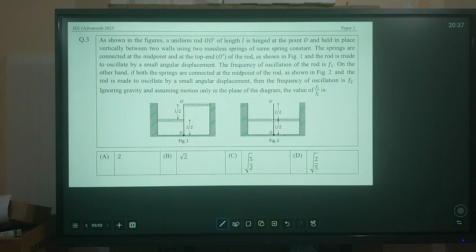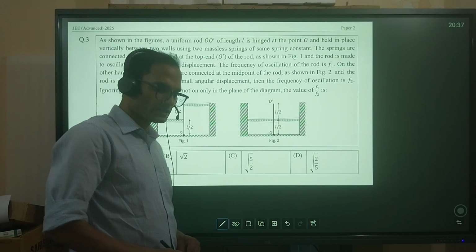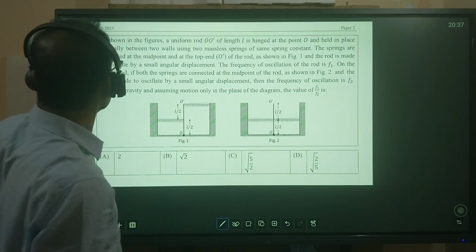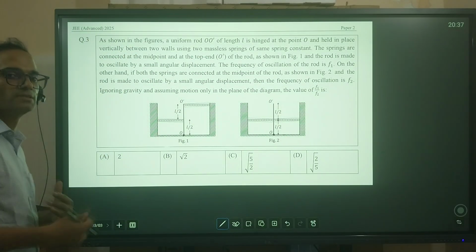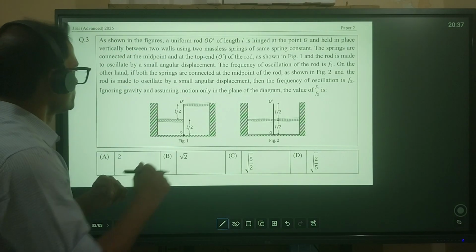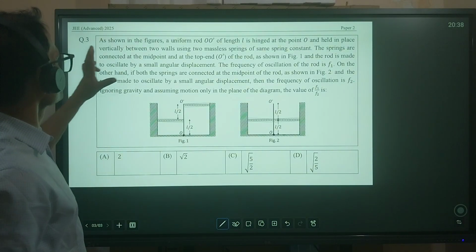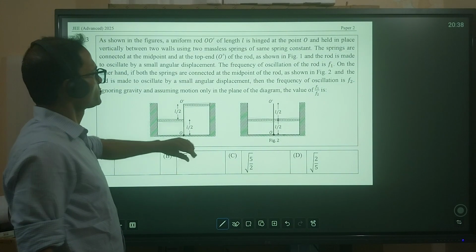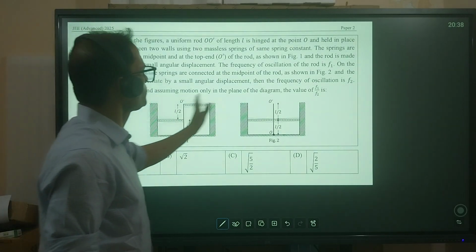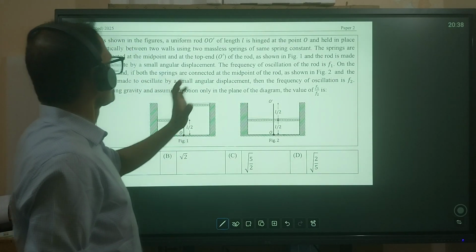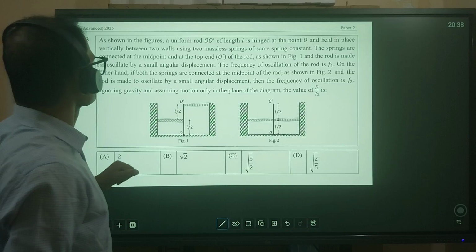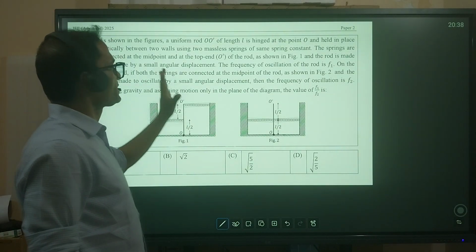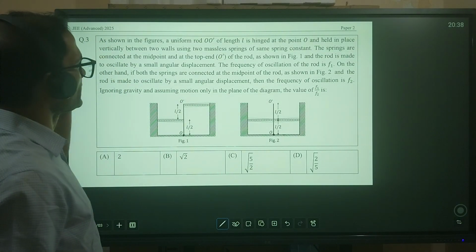Okay, so this is the third question of JEE Advanced 2025 paper 2. As shown in the figure, we have a uniform rod. The rod is the same in both situations, and we have two massless springs of the same type.